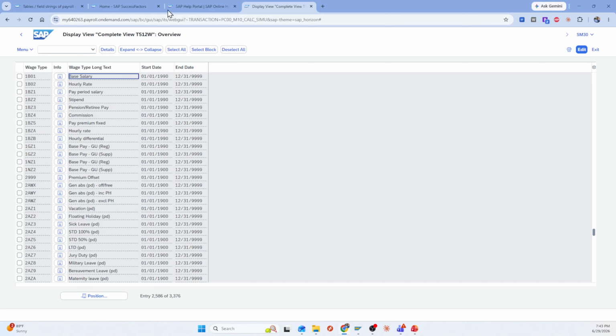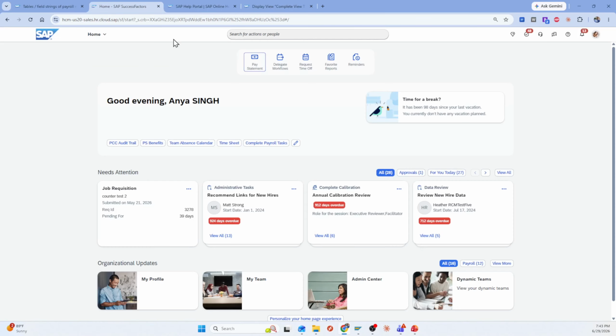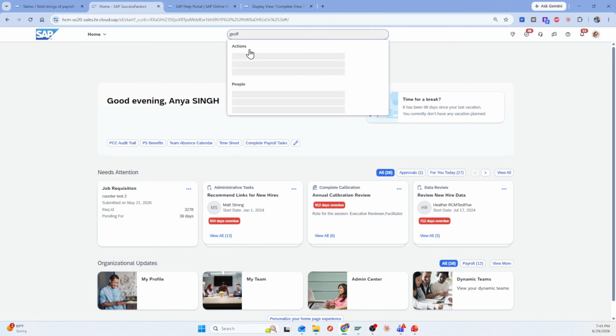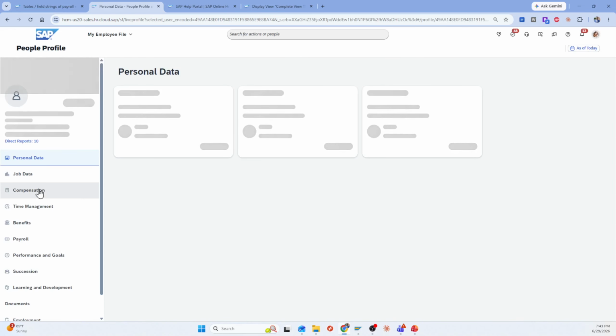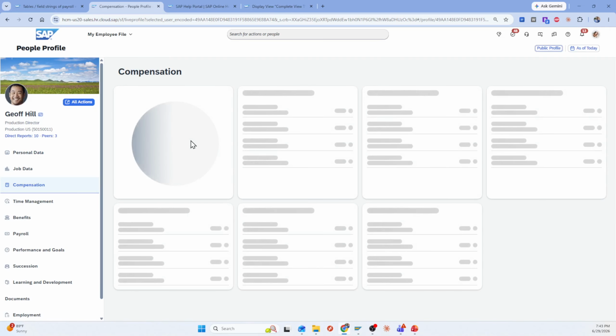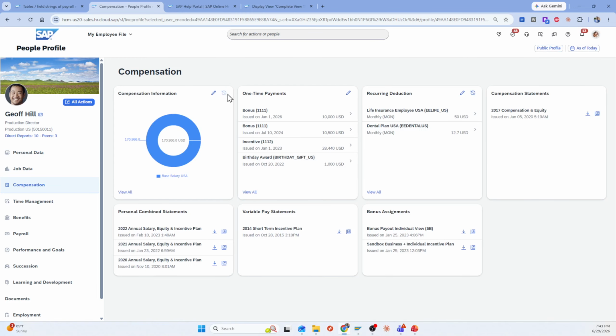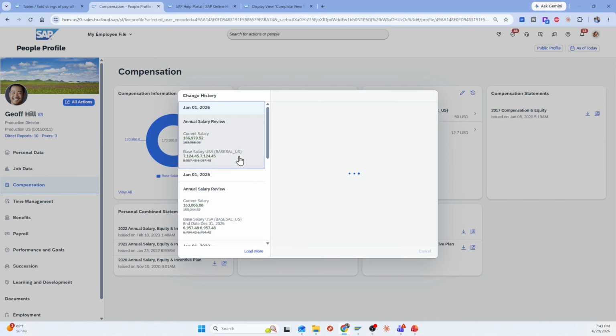I'm going to show this to you over here. So if I go over to, let's look at Jeff Hill, for example. And then I'm going to look at compensation. So we also saw this when I hired someone, but then I'm going to look at this compensation information over here and I pressed the history button. We can look at it this way as well.